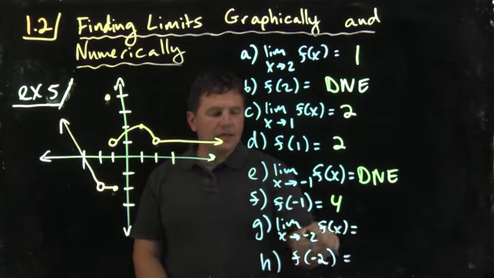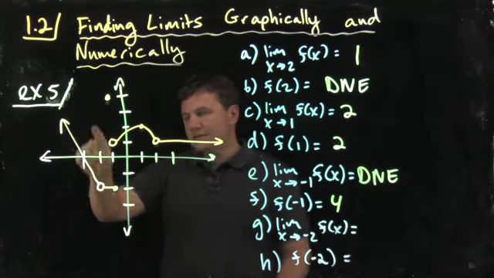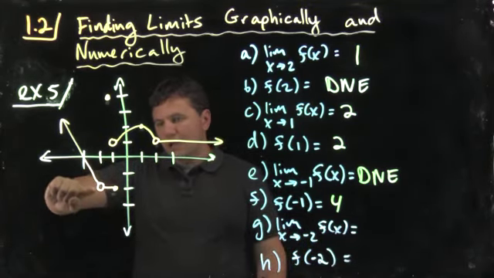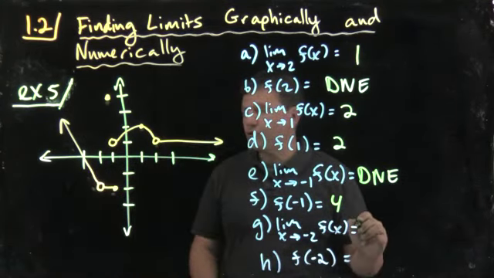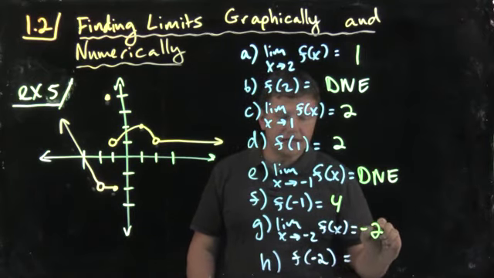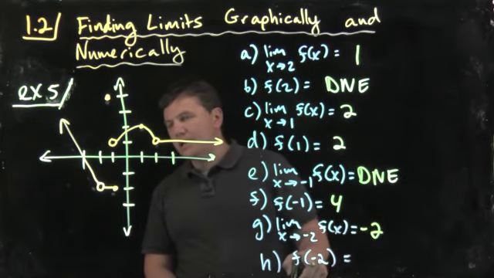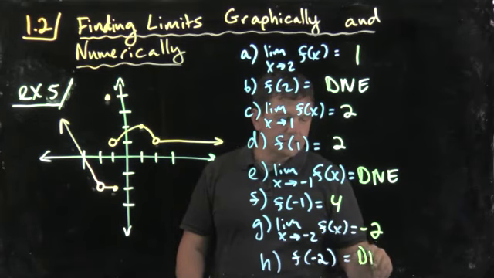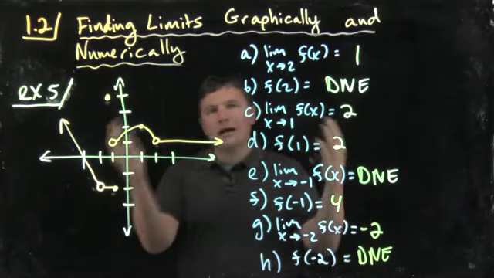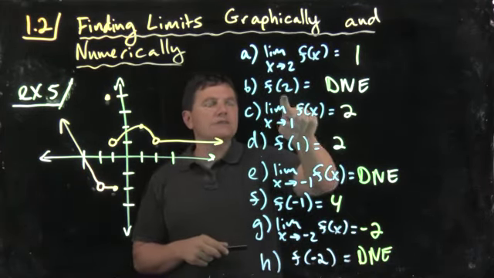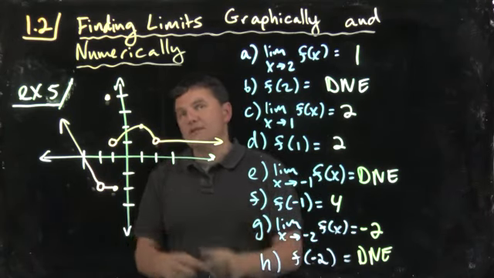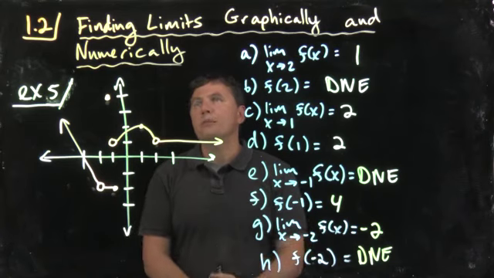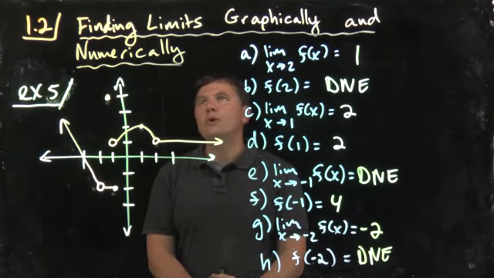Okay? Limit as x approaches negative 2 of f of x. So from the left, we're approaching negative 2. From the right, we're approaching negative 2. So that is negative 2. And then finally, f of negative 2, once again, doesn't exist. So the whole point of this is outlining that sometimes the value doesn't exist, sometimes it does, but the limit itself, it doesn't matter what actually happens at that point, it's what it is approaching on both sides. So that is 1.2, finding limits graphically and numerically.